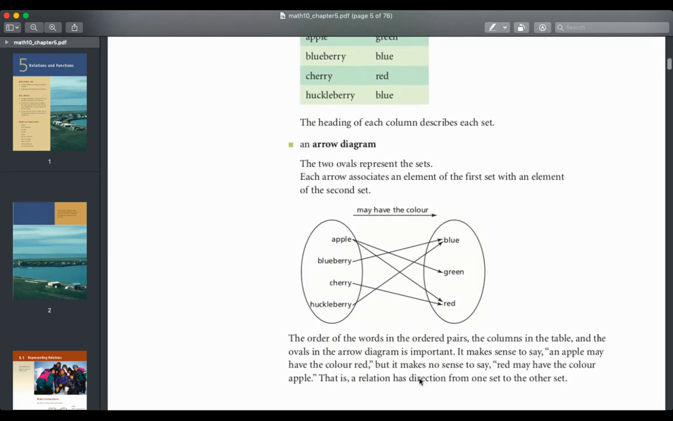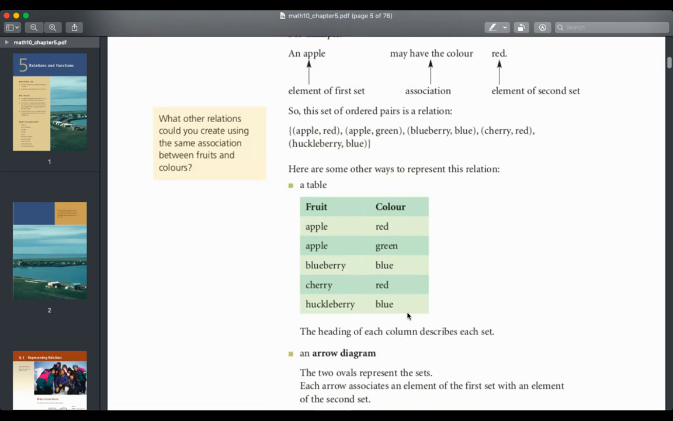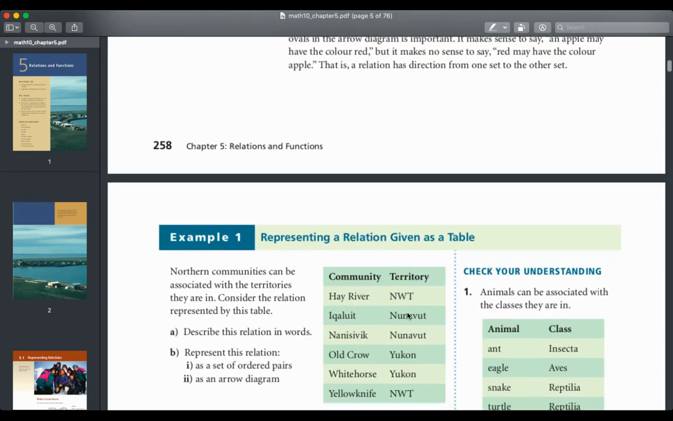We could also use an arrow diagram. An arrow diagram is represented with two ovals that represent the two sets that we have. We have our fruits and we have our colors. And the nice thing about the arrow diagram is you don't have to write as much, because you can use arrows and show that apple could be green or red, for instance, and cherry could be red, and so on. So there are three different ways to represent relations.